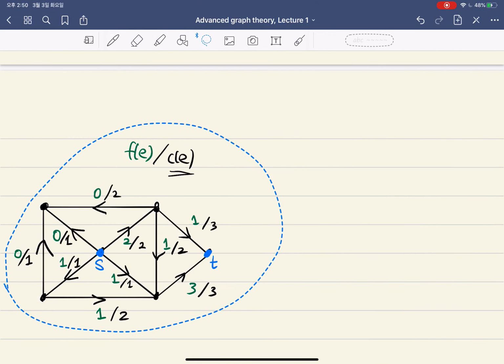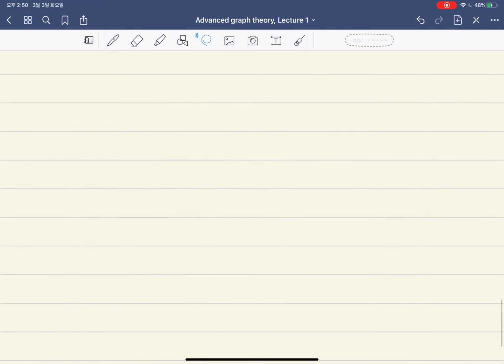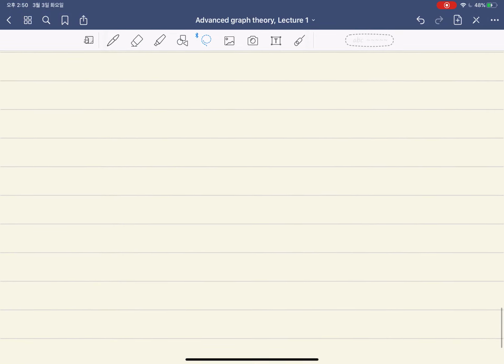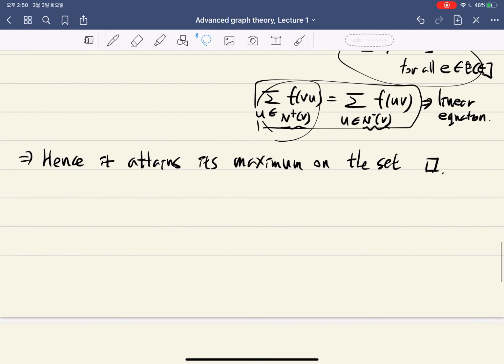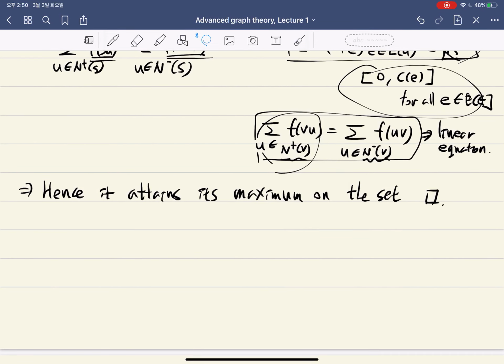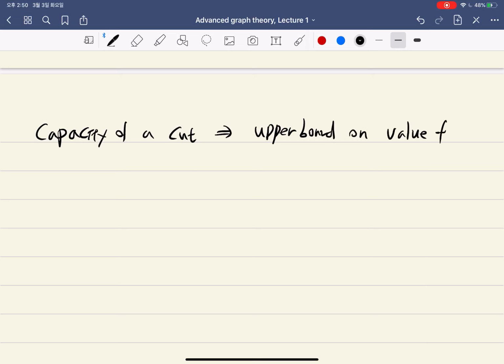Yeah, this is one network that I'm using as an example, but it seems that I keep postponing actually using it. So we know that a maximum value exists. And then, as I mentioned before, the capacity of a cut provides an upper bound on the value of the max flow.